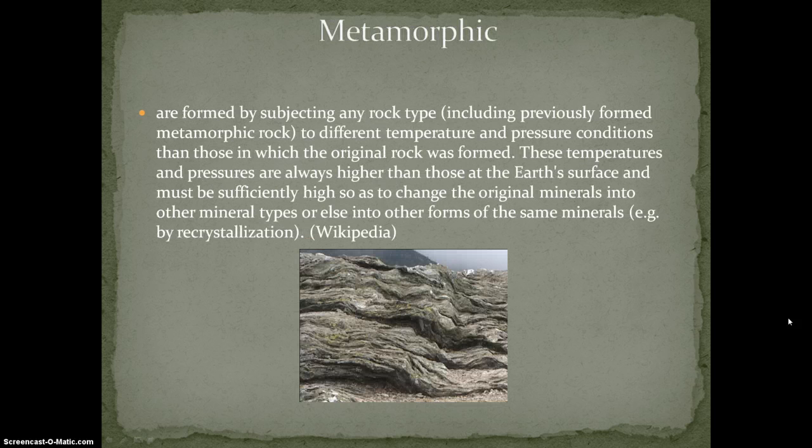Metamorphic rocks are formed by subjecting any rock type, including previously formed metamorphic rock, to different temperature and pressure conditions than those in which the original rock was formed. These temperatures and pressures are always higher than those at the Earth's surface and must be sufficiently high so as to change the original minerals into other mineral types, or else into other forms of the same minerals, like recrystallization.